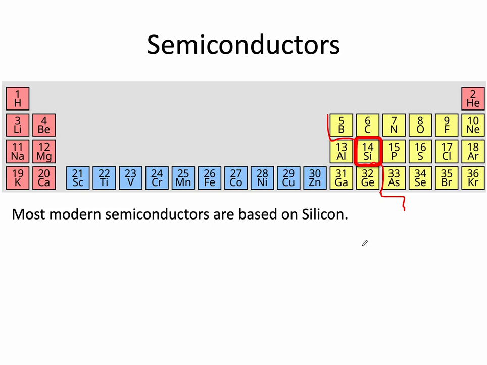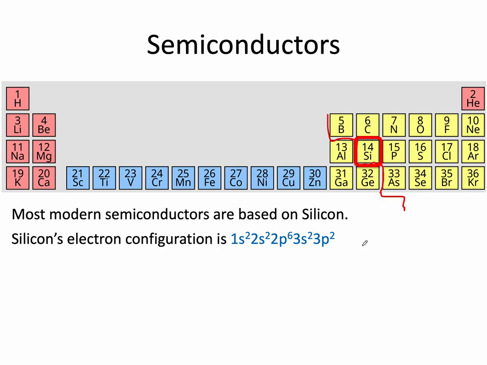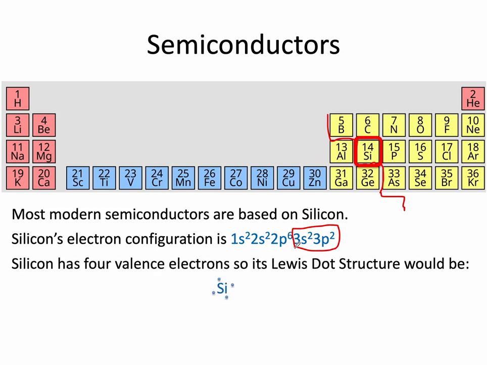Real quick, you're going to cringe, I know, but you might remember the electron configuration of silicon is 1s2, 2s2, 2p6, 3s2, 3p2. Well, it's just the last part here that I'm interested in. Silicon, a single atom, has an electron configuration or Lewis dot structure of just 4 valence electrons.